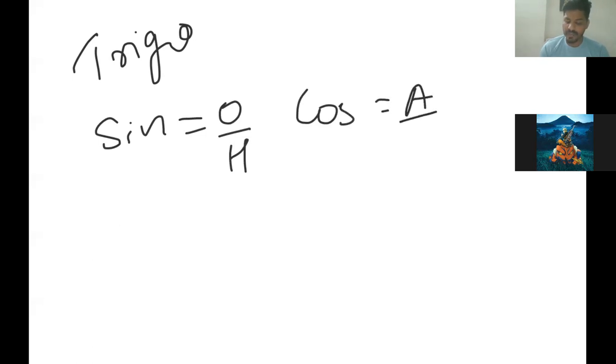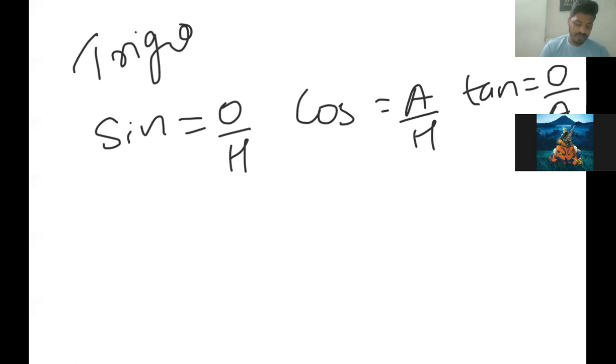So we start with trigonometry. The basic formulas we have: sine is opposite upon hypotenuse. Then we have cos, that is adjacent upon hypotenuse. Then we have tan, that is opposite upon adjacent.